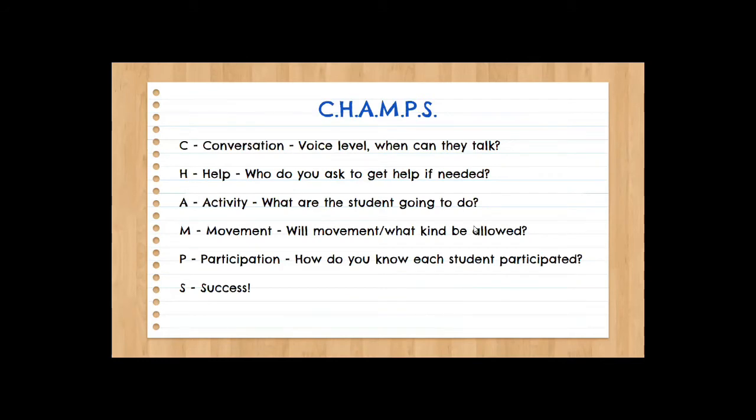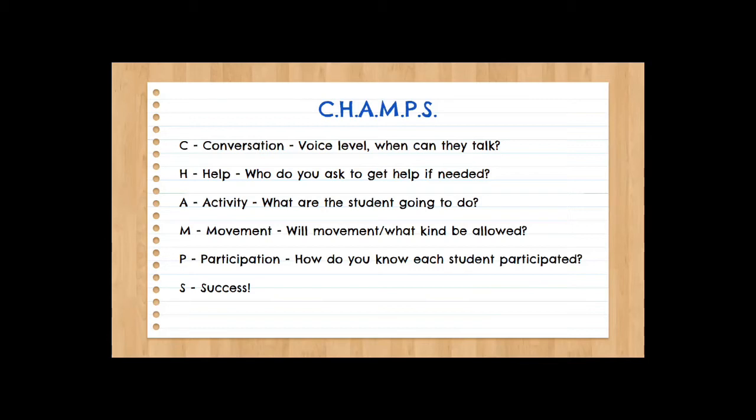As far as classroom management, we utilize CHAMPS at Caldwell ISD. Therefore, we tell the students what we expect from them for each activity that we do. We talk about conversation, the C in CHAMPS. That means what is the voice level that they can use? 0 is no voice, silence. Voice level 1, whisper. Voice level 2, regular school voice. Voice level 3, outside voice.